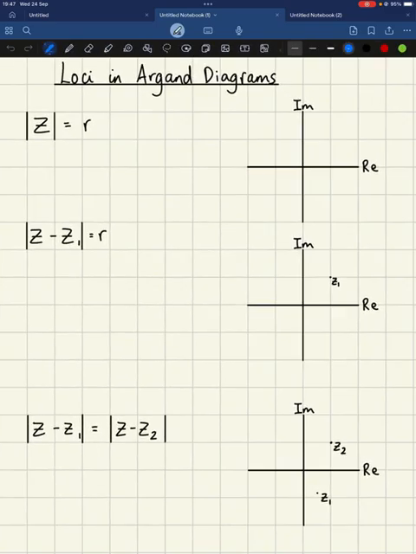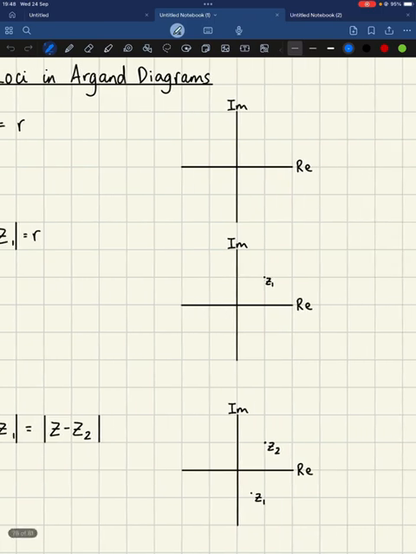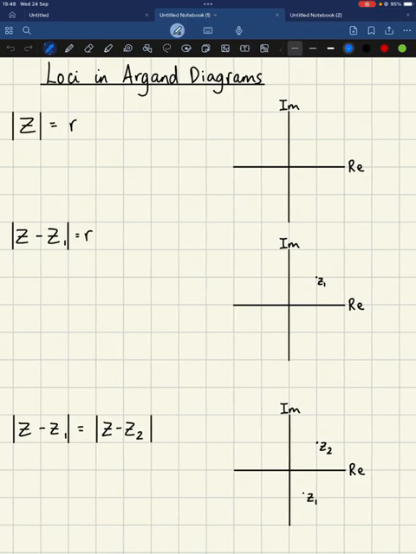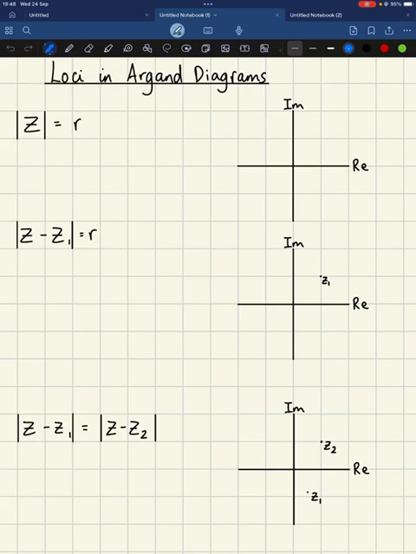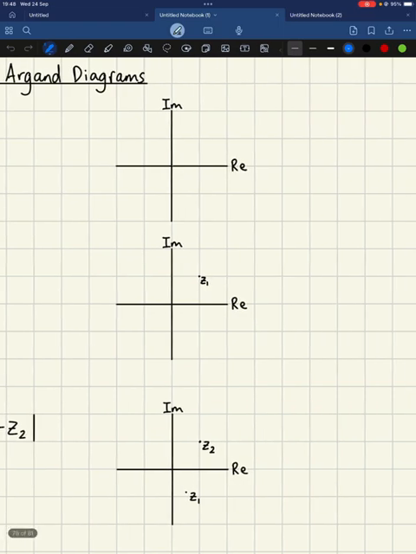If we have the modulus of z equals r, what does that mean? Well, we know z is a complex number, let's say x plus iy. r is a constant, it's a number. So what it's saying is that the distance from the origin, as any complex number is measured, is just r. So if it was like that, that's r. Or like that, that's r.